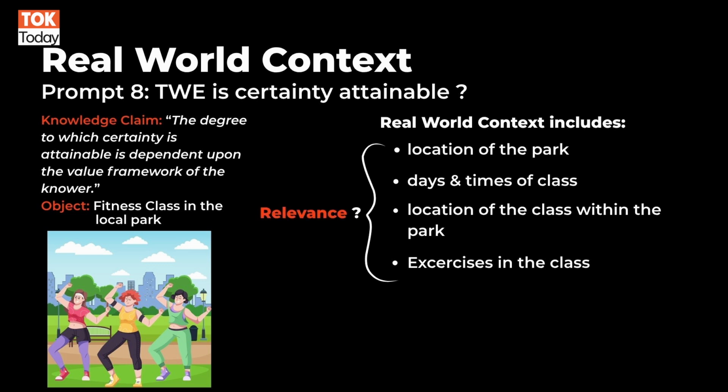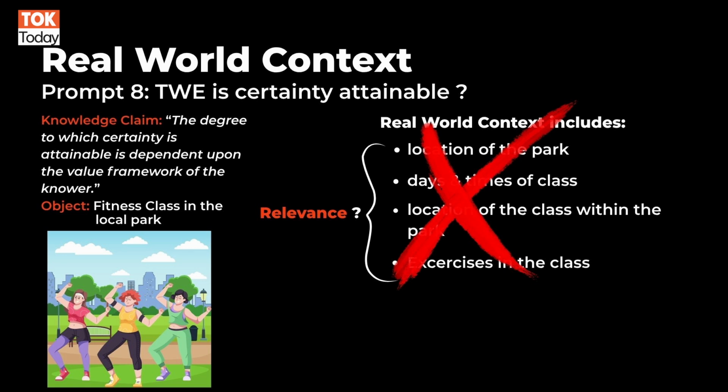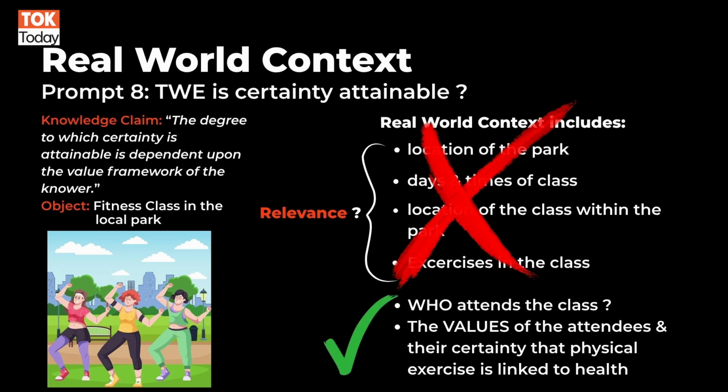However, the only elements of the real-world context that need describing are those that are relevant to our knowledge argument, and in this case, that is the degree to which certainty is attainable dependent upon the value framework of the knower. Therefore, we just need to know who attends the class and something about the interaction between their values and the values of the attendees and their certainty that physical exercise is linked to physical health.